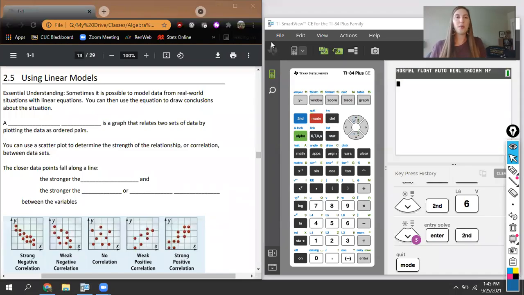Hey guys, this video is talking about section 2.5, using linear models. And so this entire chapter, we have been looking at equations, specifically slope-intercept form, point-slope form, and standard form.